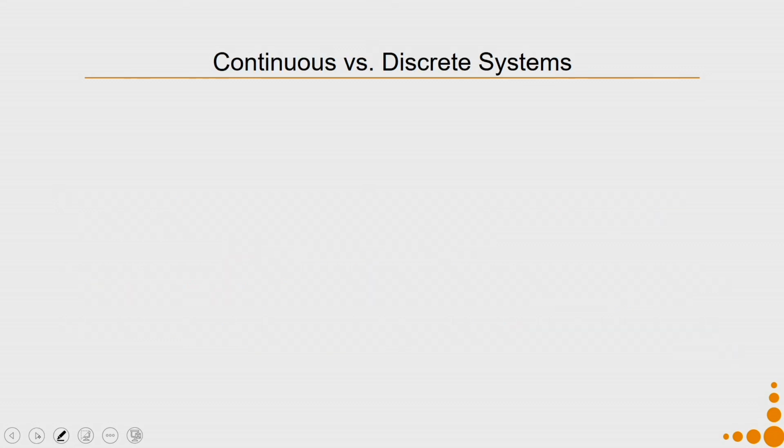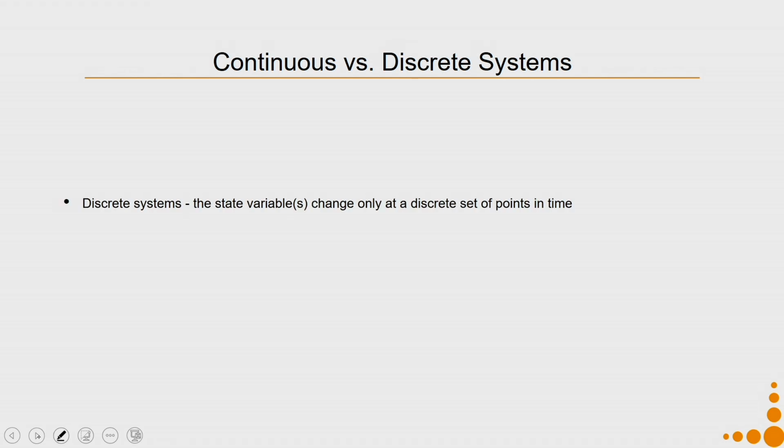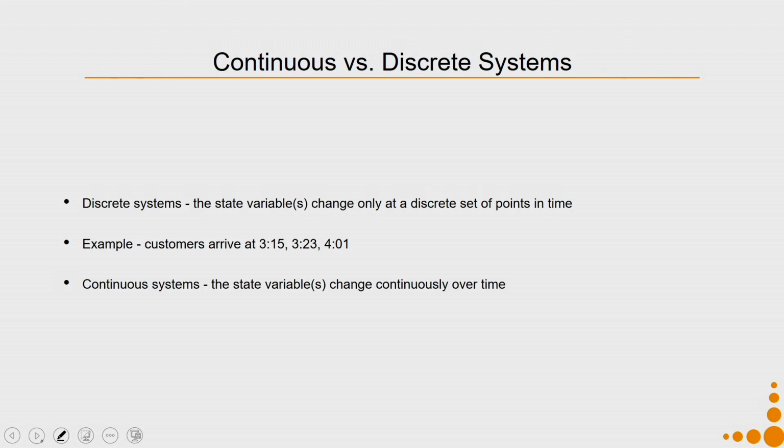So, continuous versus discrete systems. In a discrete system, the state variables change only at a discrete set of points in time. What does it imply? Say, for example, my customers are supposed to arrive at 3:15, 3:23, 4:01 or something like that. So the state variable, in this case customer arrival, happens only at discrete points in time. In contrast, I might have a continuous system where the state variables change continuously over time. Say, for example, the amount of water flowing over a dam.